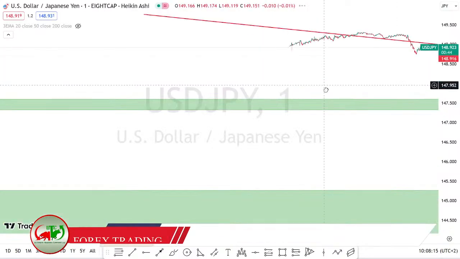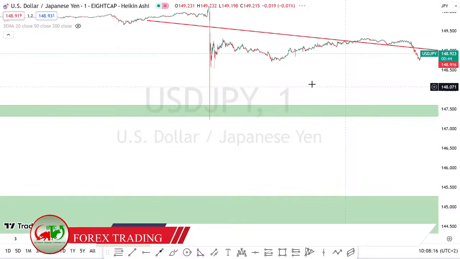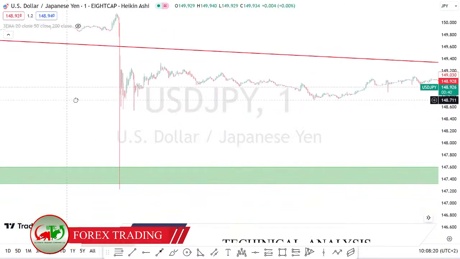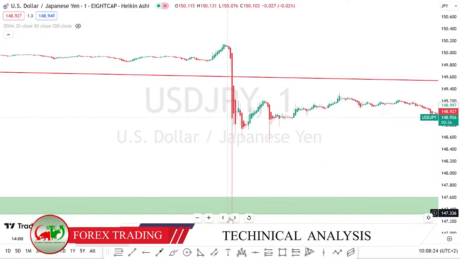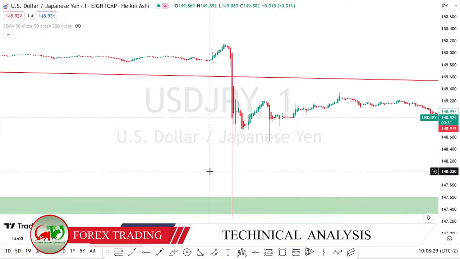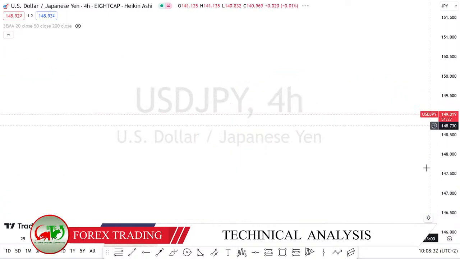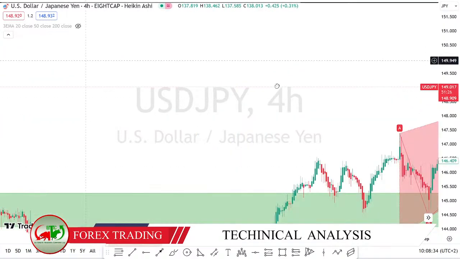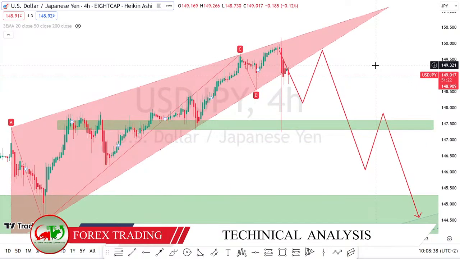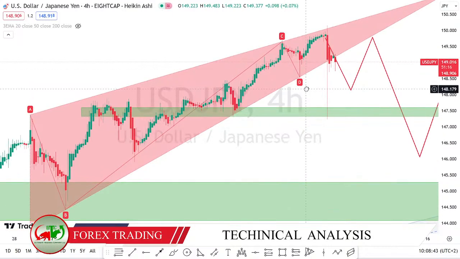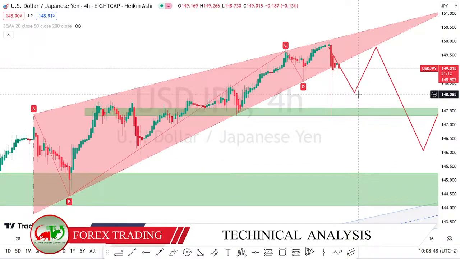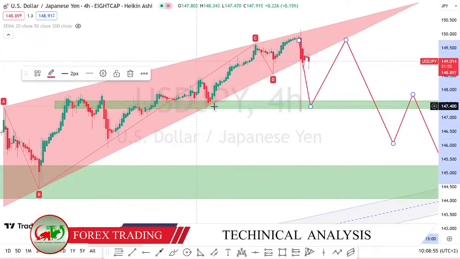You can scroll back on the 1 minute. You will see all of this move happened in just 1 single minute, where the dollar dropped from 150 to 147. Guys, this is how we analyze the market. I hope no one disregarded this technical analysis and bought USD Japanese yen over there, because there is no stop loss which could save you from this move yesterday. Now you see the market has pushed lower and tested this support.